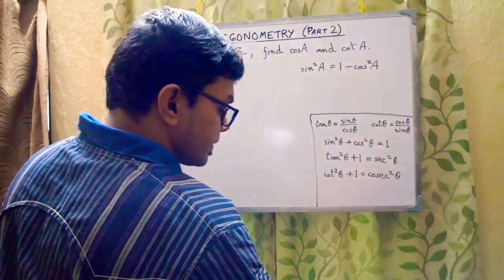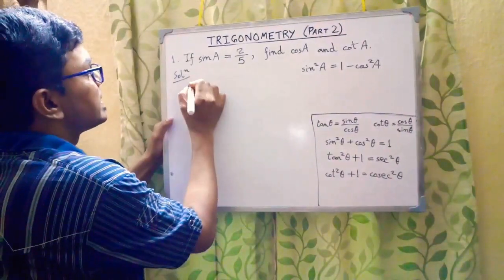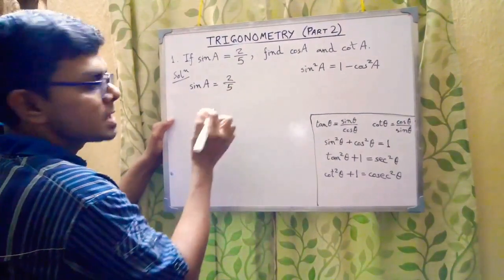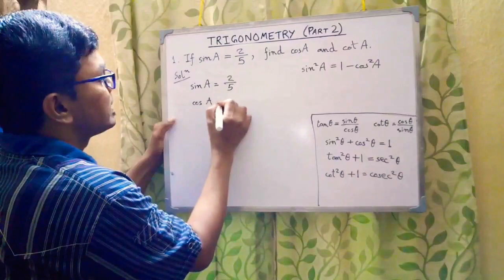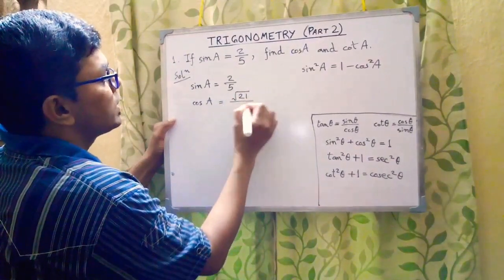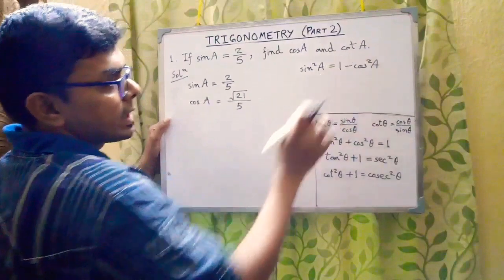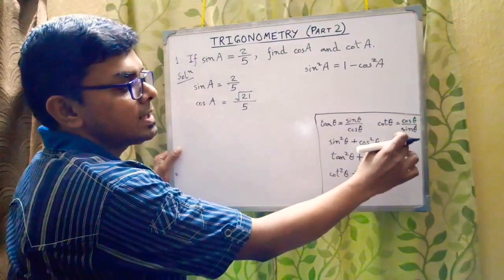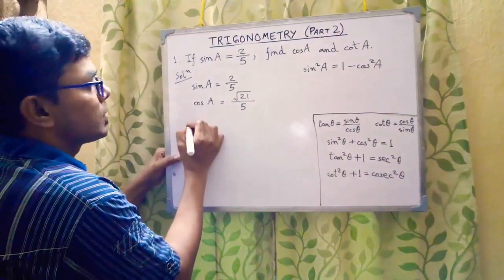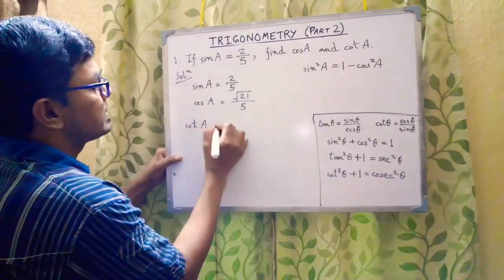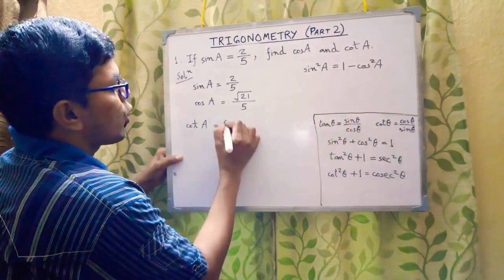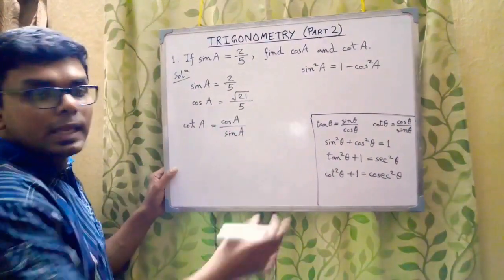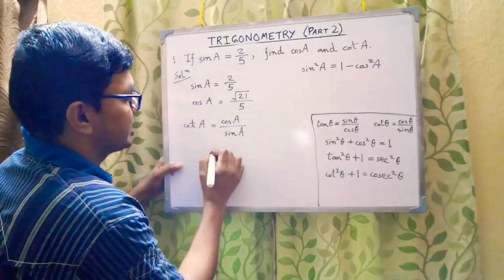See, we got sin A equals 2 by 5, which is given, and we just found out that cos A equals root over of 21 by 5. We have to find out cot A. We will use this identity, cot theta equals cos theta by sin theta. So here we will write cot A equals cos A by sin A. In place of theta, we are using A over here.